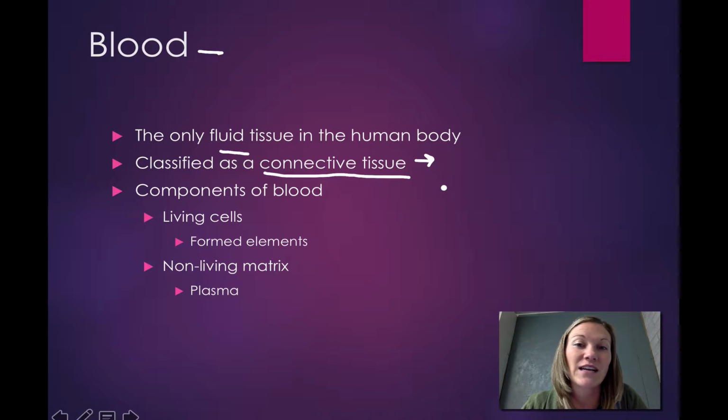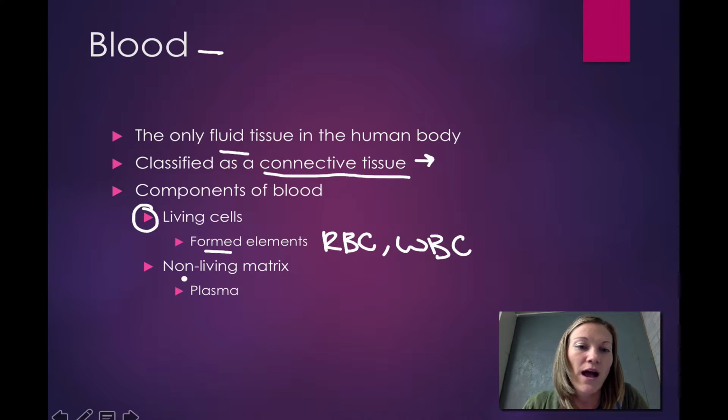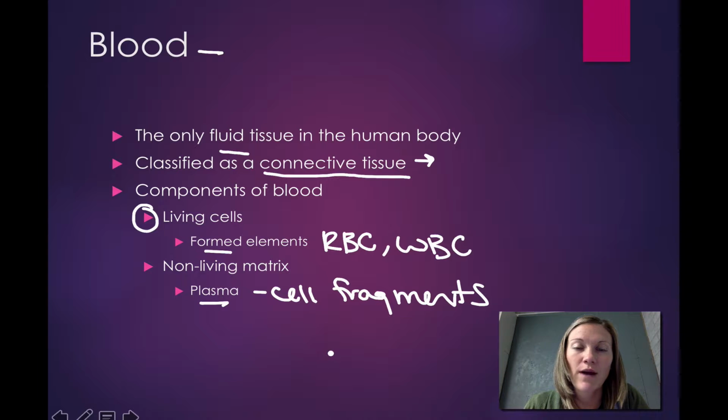Because it's classified as a connective tissue, we know that it contains both living elements and also non-living elements. The living elements are going to be things like the formed elements. Those are going to include red blood cells, white blood cells, as well as some other cells. And then the non-living matrix is going to be made up of plasma, which are really cell fragments. So that really wraps up the components of blood.